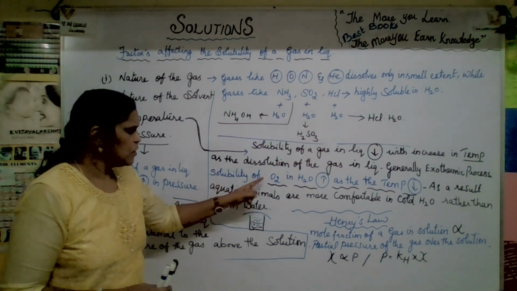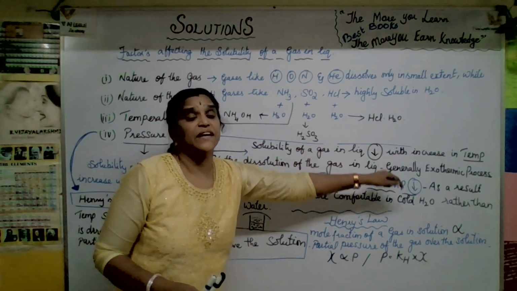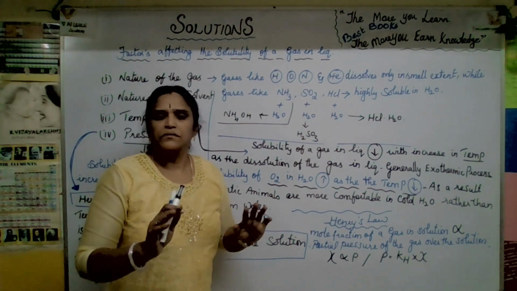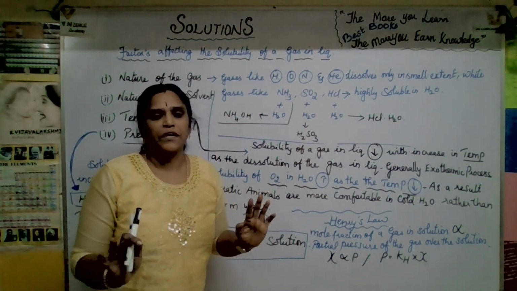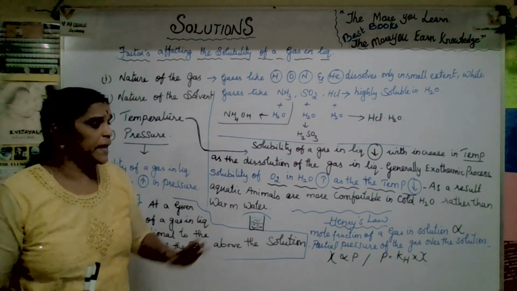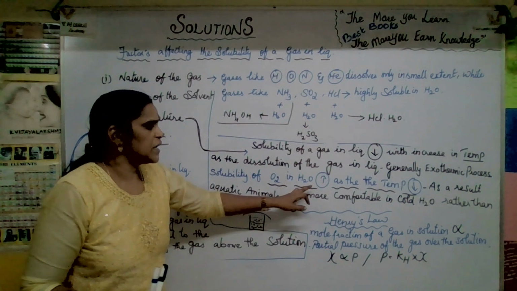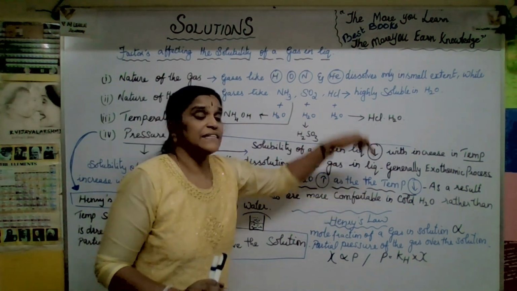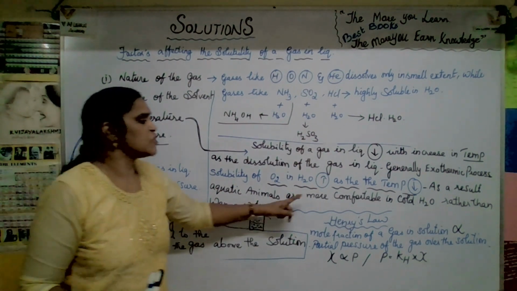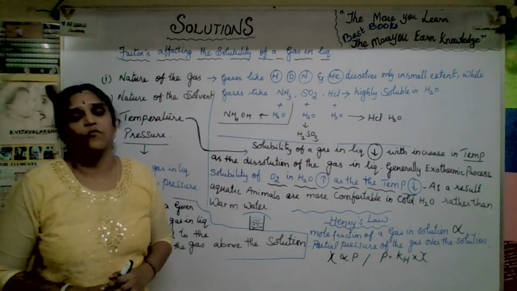Solubility of oxygen in water increases as the temperature decreases. During the winter season, aquatic animals are comfortable even in cold water. Why? Because the solubility of oxygen in water increases as the temperature decreases. As a result, aquatic animals are more comfortable in cold water rather than warm water.